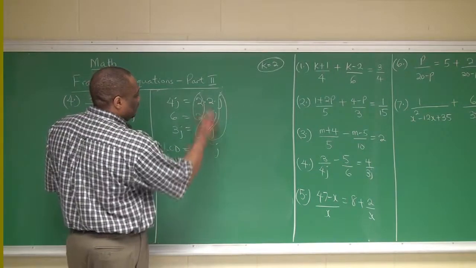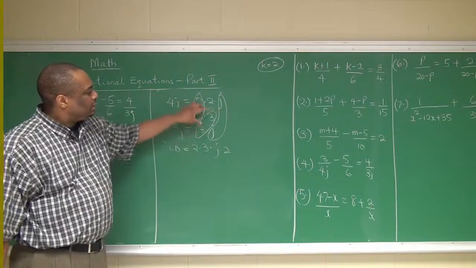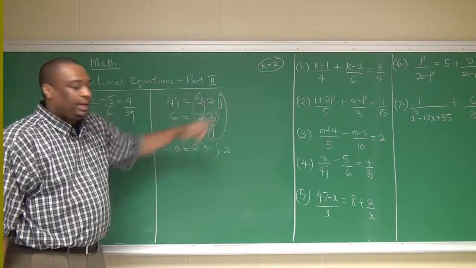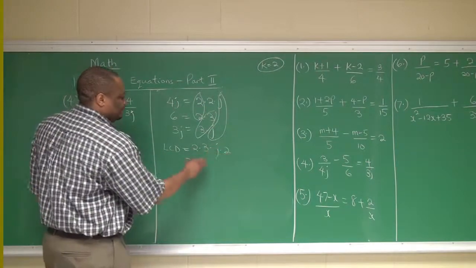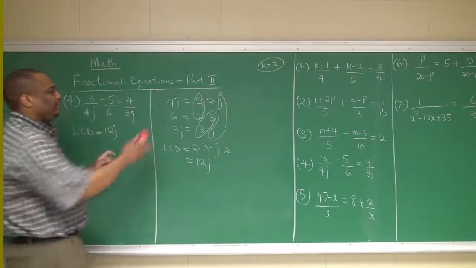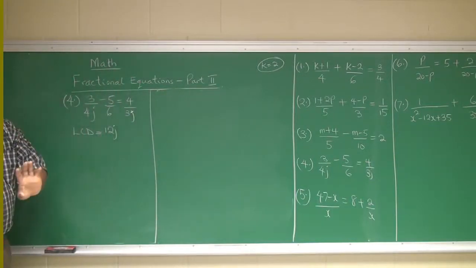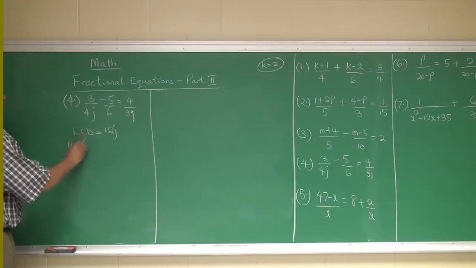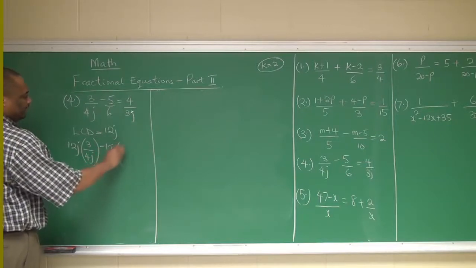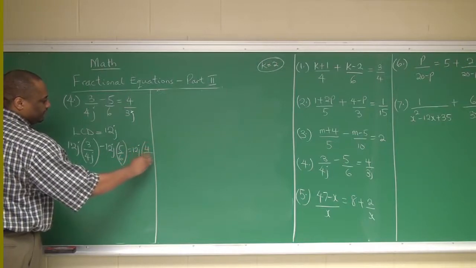And times 2 as well. Because if it appears twice, just write it once, then times the remaining 2 here. So this will be 2 times 3, 6 times 2, 12. 12j. Okay? That's how we got it. I did a video on this, please view it. Alright, now we multiply all terms by 12j. So this means 12j times 3 over 4j minus 12j times 5 over 6 equal to 12j times 4 over 3j.